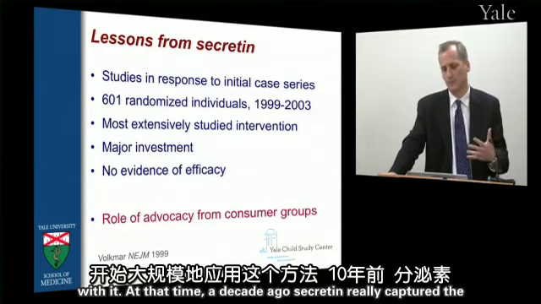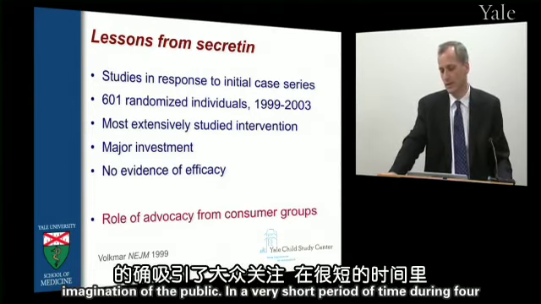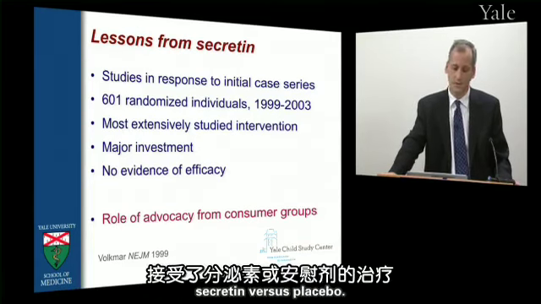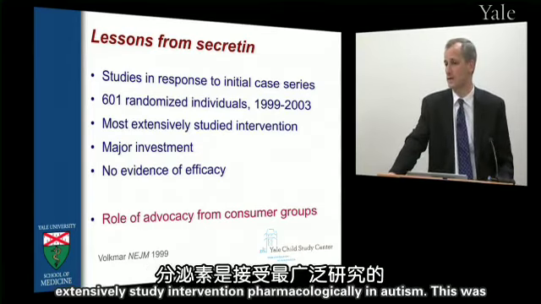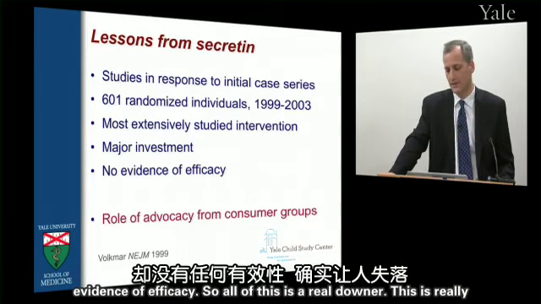And at that time, a decade ago, secretin really captured the imagination of the public. And in a very short period of time, during 4 years, there were 600 individuals who were randomized to receive secretin versus placebo. To this day, secretin remains the most extensively studied intervention pharmacologically in autism. This was a huge federal investment of dollars, and there was absolutely no evidence of efficacy.